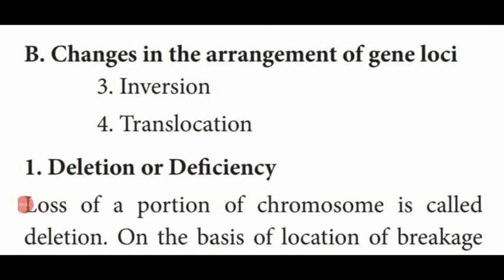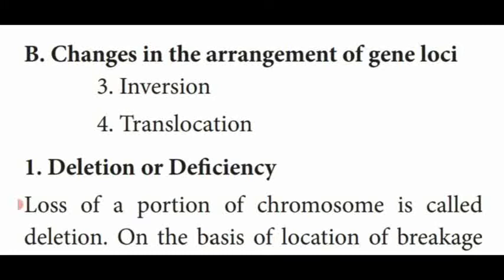The next type is changes in the arrangement of gene loci. Dear students, the structural chromosomal aberration is divided into two types. One is change in the number of gene loci, that means the place of a gene. We have seen that with the diagram, that is deletion, isn't it? Another type of structural chromosomal aberration is changes in the arrangement of gene loci. That means how they are arranged.